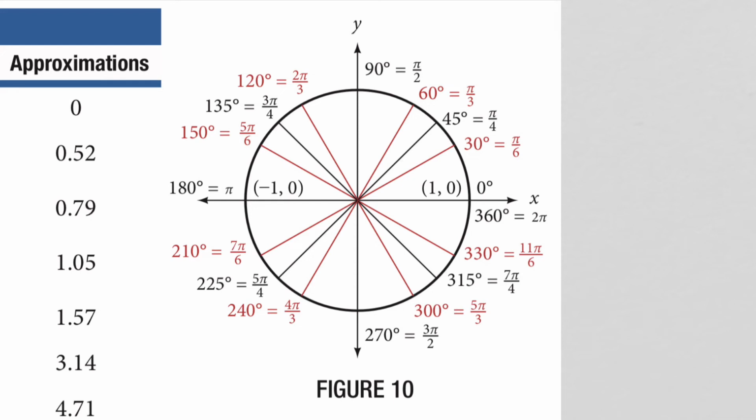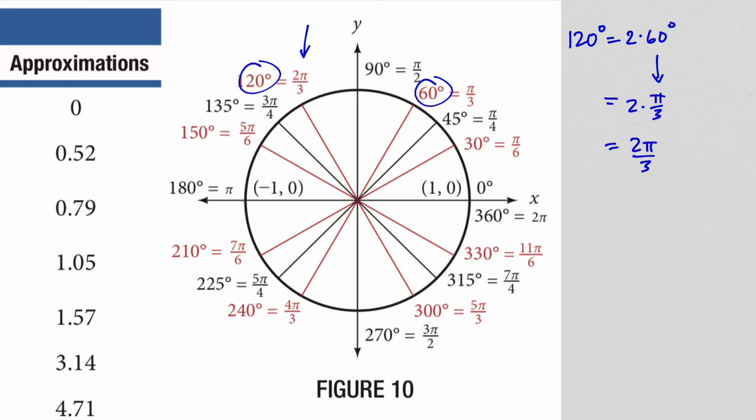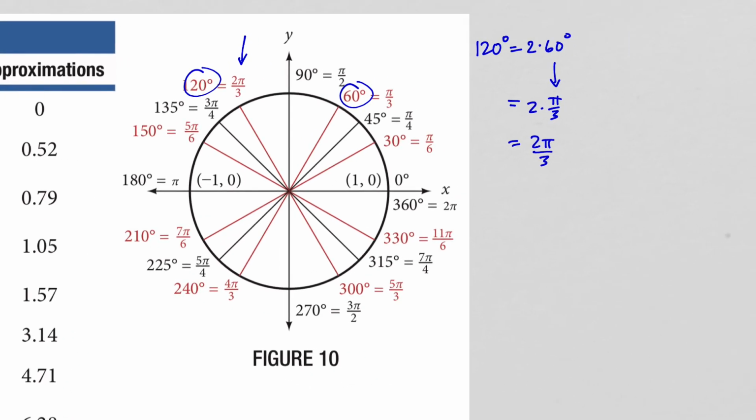Now, another thing that is kind of nice from this graph is let's focus on 60 degrees and 120 degrees. You all know that 120 is 2 times 60. So if 60 degrees is pi over 3, then if I want to get 120 in radians, all I have to do is multiply that by 2, right? So 120 degrees is going to be 2 times pi over 3, which is 2 pi over 3, and you can see that right here. So it's kind of nice because it gives you another way to convert angles.